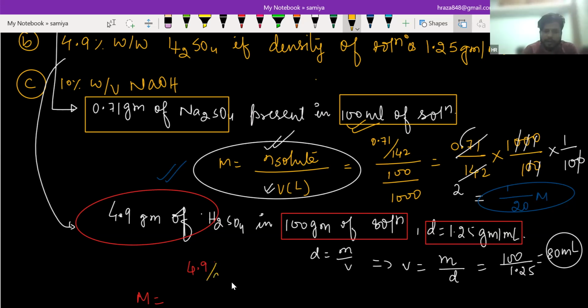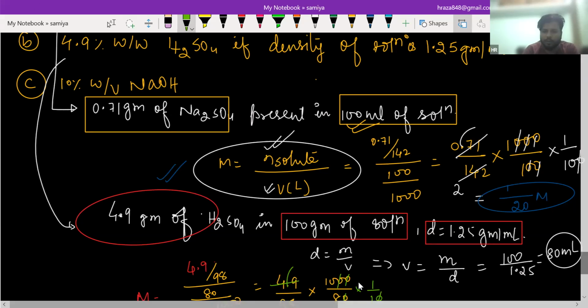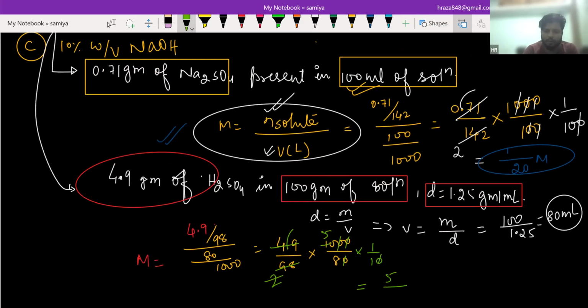And this is 4.9 divided by 98, and the volume is 80 divided by 1000. Now see, 4.9 upon 98 into 1000 upon 80. You also know that if you remove this decimal, it will be 49 to the 98, and 2 5 the 10. So it will be 5 by 8 M.